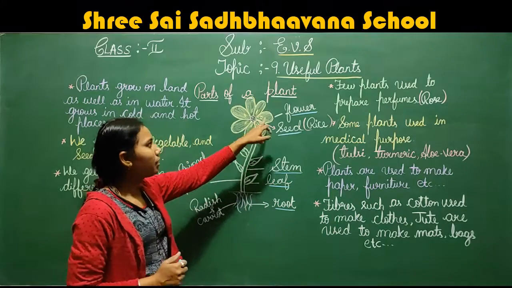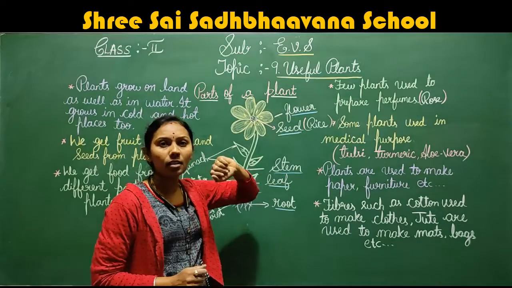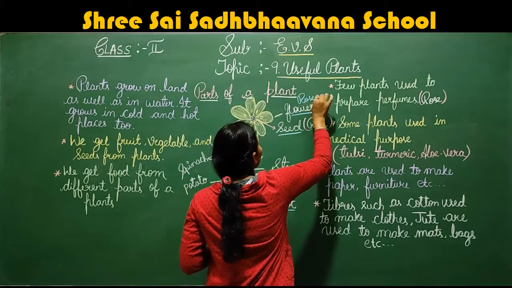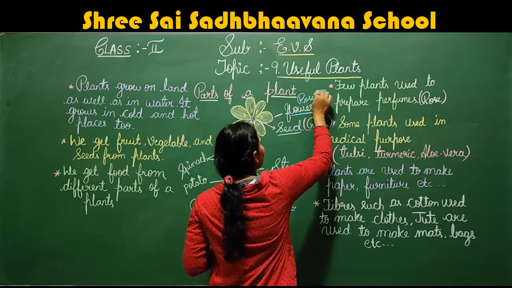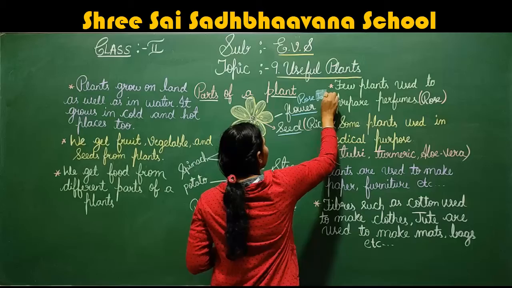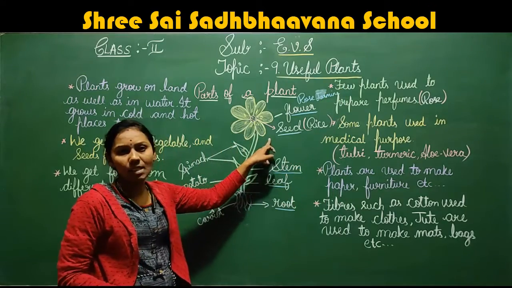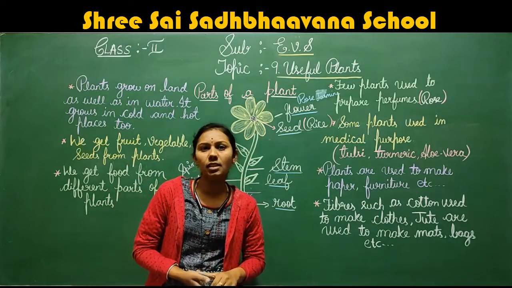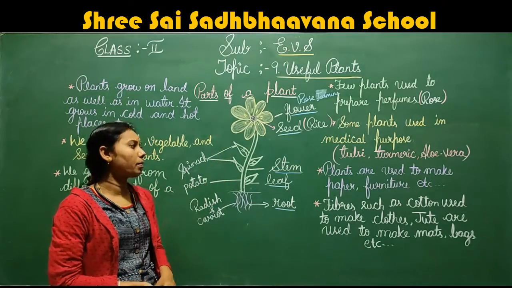How? See, flower. What types of flowers can we get? Rose. Lily. Jasmine. These are the flowers we are getting from plants. Okay, seeds. Seeds like rice we will get, wheat we will get, jowar we will get. These are the seeds we are getting from the plant.